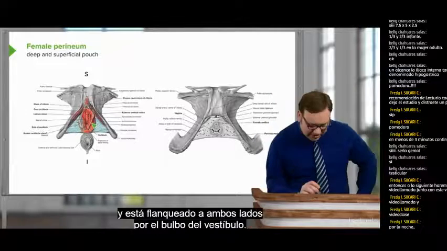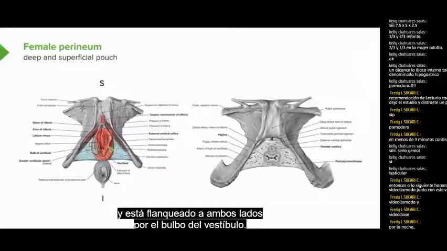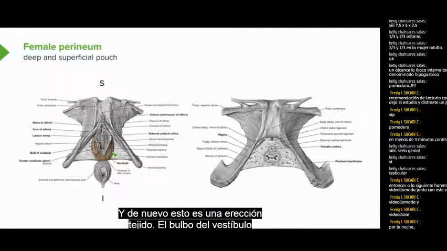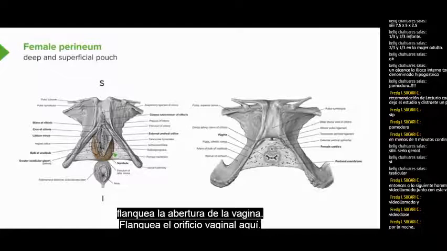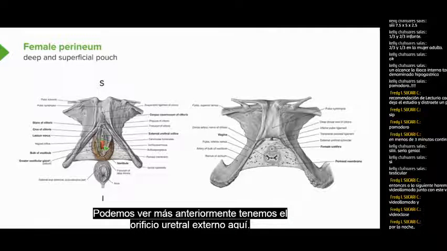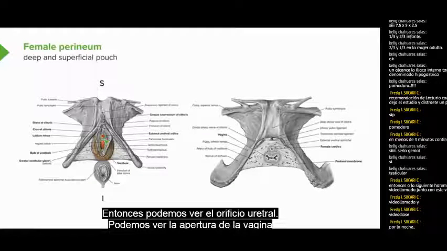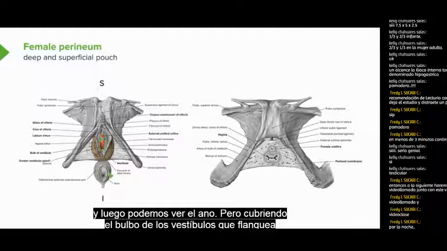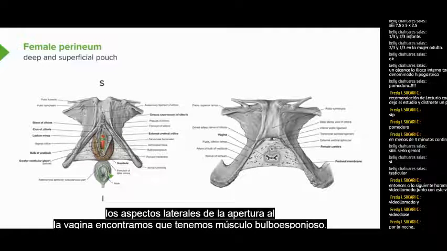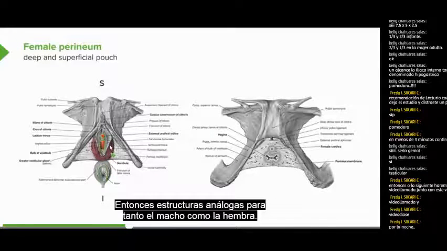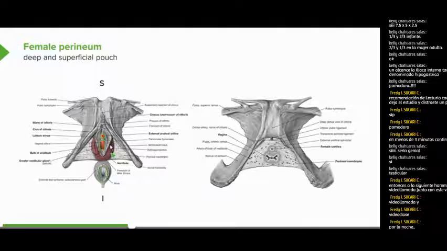And it's flanked on either side by the bulb of the vestibule. And again, this is erectile tissue. The bulb of the vestibule flanks the opening to the vagina, flanks the vaginal orifice here. We can see more anteriorly, we have the external urethral orifice here. We can see the opening for the vagina, and then we can see the anus. But covering the bulb of the vestibule, which flanks the lateral aspect of the opening to the vagina, we have the bulbospongiosus muscle. So analogous structures from both the male and the female.